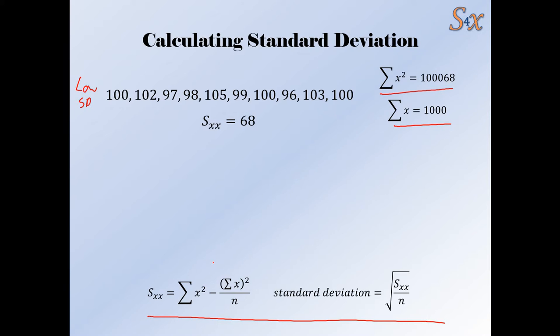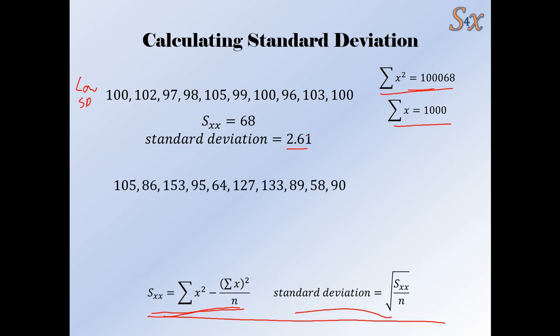So if I apply this first formula, I can find SXX, and we find that 68. I'm not going to run through this. I'll let you do it by yourself, but all I've done is calculated these and run it through that formula. That's something you can have a go at to make sure you understand how to use the formulas. I can use that second formula to figure out the standard deviation, and I find it's 2.61, which is pretty low.